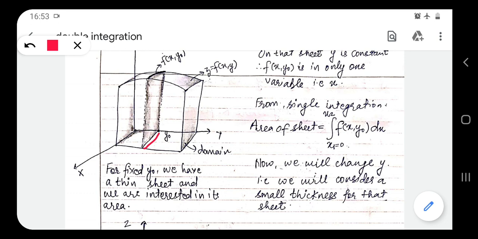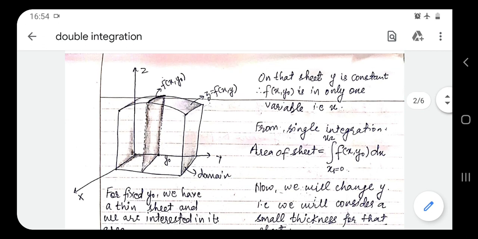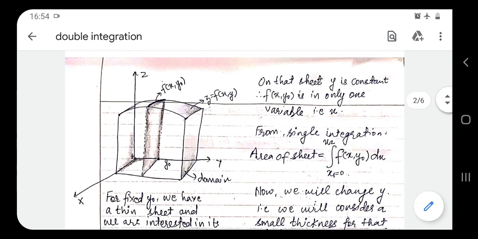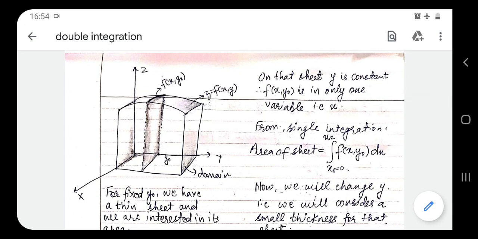Then I'm going to draw a parallel line from that fixed y parallel to the z-axis. You can see from that diagram, it represents a sheet inside that 3D structure. It represents a sheet with no thickness. So there is no thickness for that sheet, and we are interested in its area. On that sheet, y is constant.